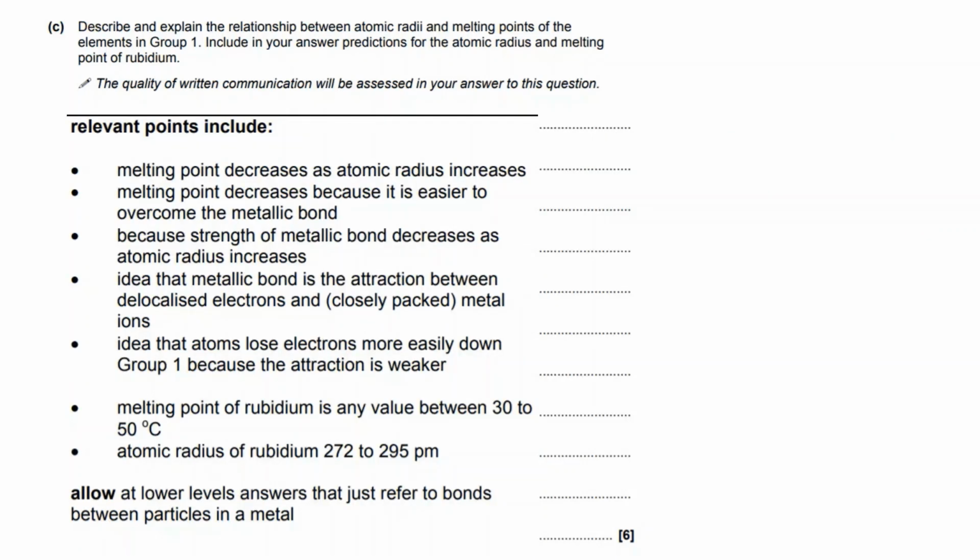Relevant points include melting point decreases as atomic radius increases. Melting point decreases because it is easier to overcome the metallic bond, because the strength of the metallic bond decreases as atomic radius increases. Idea that a metallic bond is the attraction between delocalized electrons and closely packed metal ions. Idea that atoms lose electrons more easily down the group because the attraction is weaker. Melting point of rubidium is any value between 30 and 50. Atomic radius of rubidium is 272 to 295 picometers.